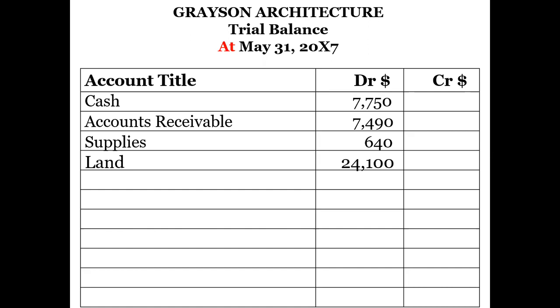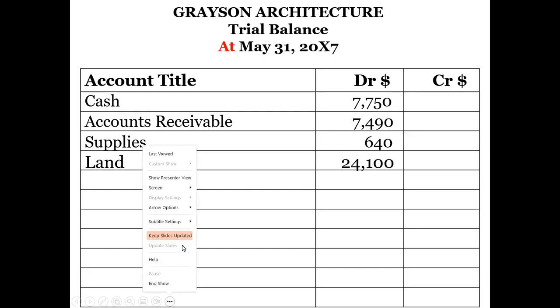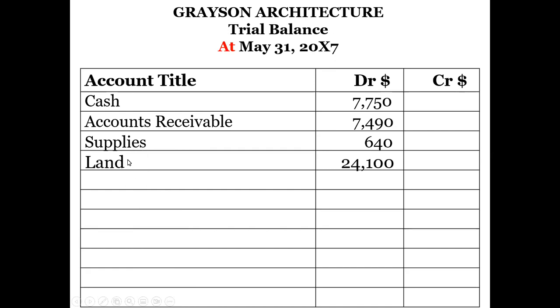Now, before I go any further, what did we say about our asset accounts? How do we normally list them? In order of liquidity. Beautiful. So we are seeing here that cash is the most liquid, and land is the least liquid. So those are our assets.